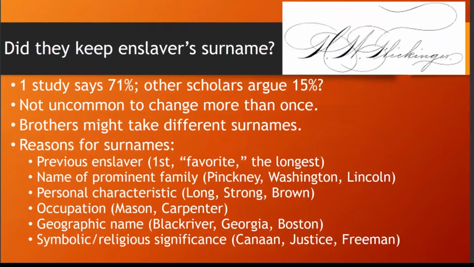Sometimes people changed their surnames more than once, or 2 brothers might have taken different surnames. People pick surnames for all kinds of different reasons. They might have kept an enslaver's surname. They might have adopted the surname of a prominent family. They might have adopted one based on a personal attribute, their occupation, a place name, or a name that had meaning for them.